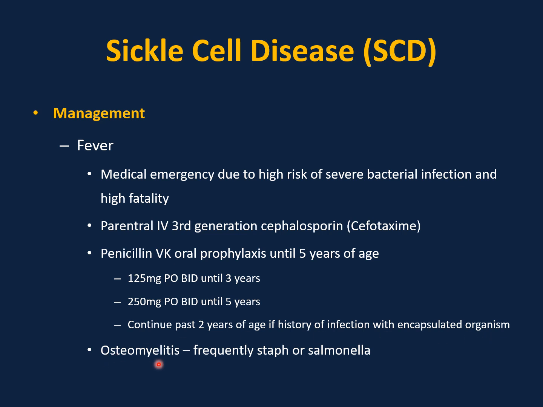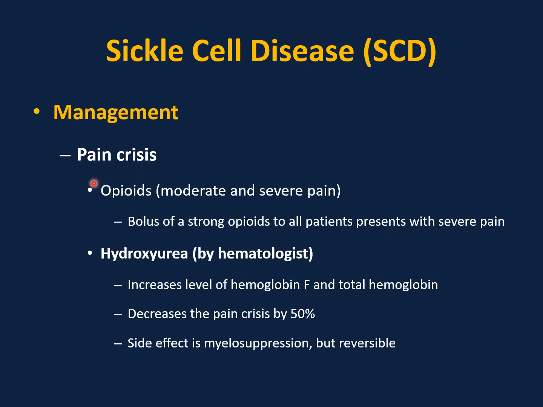Osteomyelitis is also a common complication of sickle cell disease and is frequently caused by staph or salmonella. Management of pain crisis is a strong analgesic, especially in cases of moderate and severe pain. Even a bolus of strong opioids must be offered to all patients who present with severe pain. For mild pain, you can offer acetaminophen or NSAID if not contraindicated. Hydroxyurea is used to reduce the frequency of pain crises. Hydroxyurea decreases pain crises by 50% by increasing hemoglobin F and total hemoglobin. This usually will be managed by hematologists.